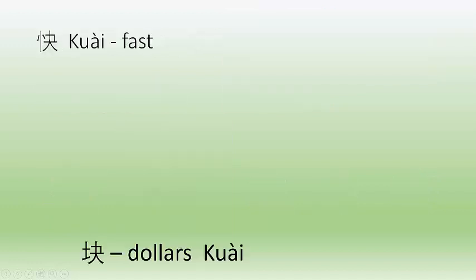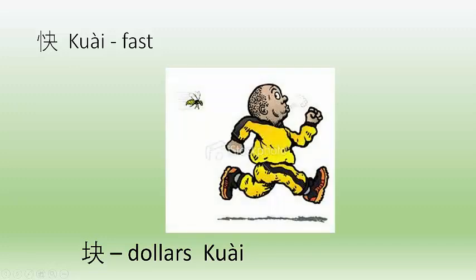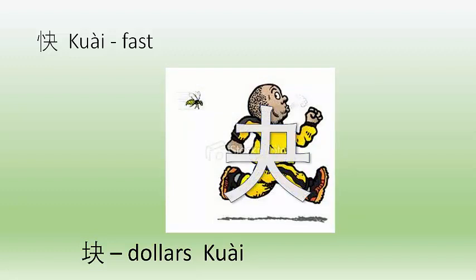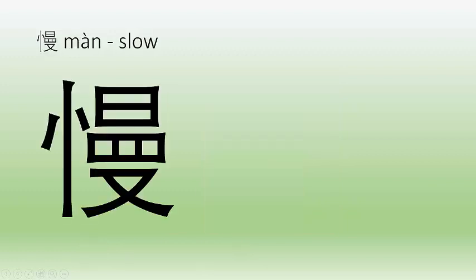A good character to learn is kuai. You'll use this one a lot. Kuai means fast, and it has the heart radical, as mentioned several times. Then it has this shape that I remember as looking like a person who's running. This shape often is pronounced kuai, like in the character for dollars, kuai.